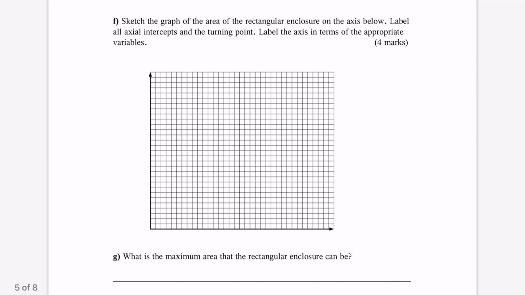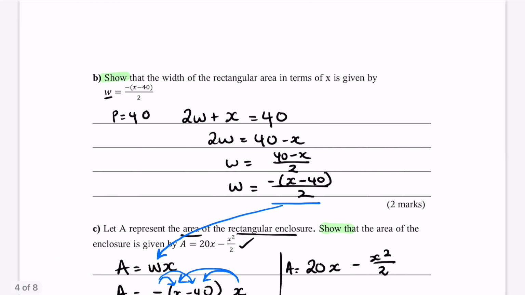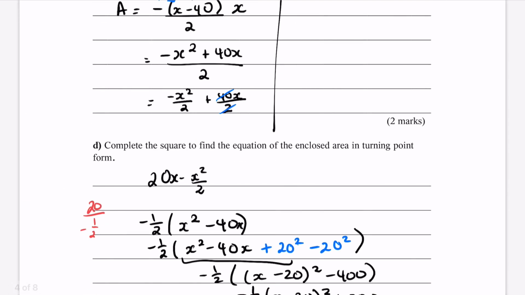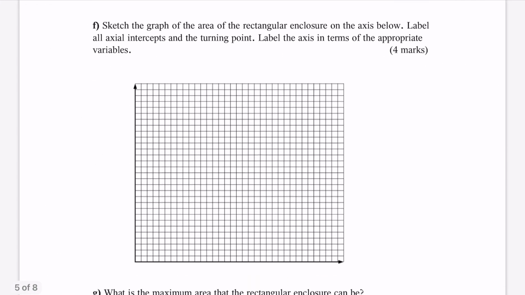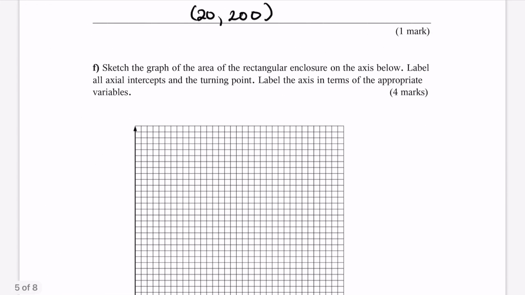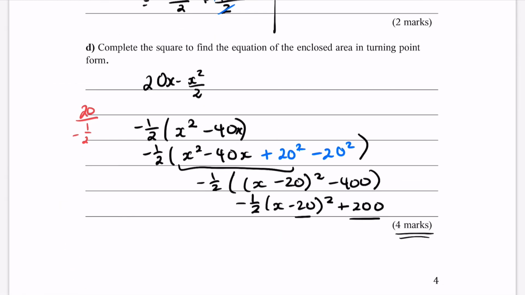And then we're going to sketch the graph of the rectangular enclosure on the axis below and label all axial intercepts and turning points. So in this case, we don't necessarily know what the x-intercepts are. And I think this is a good chance to just practice sketching on the CAS calculator. So we're going to turn to the CAS so that we can see how we might be able to sketch this in order to be able to get all the x-intercepts and the turning points and so on.